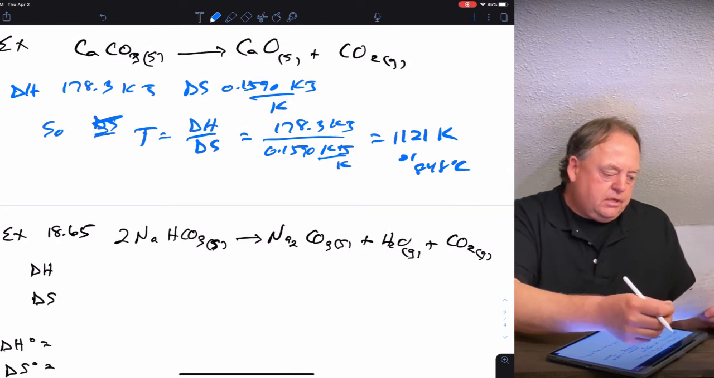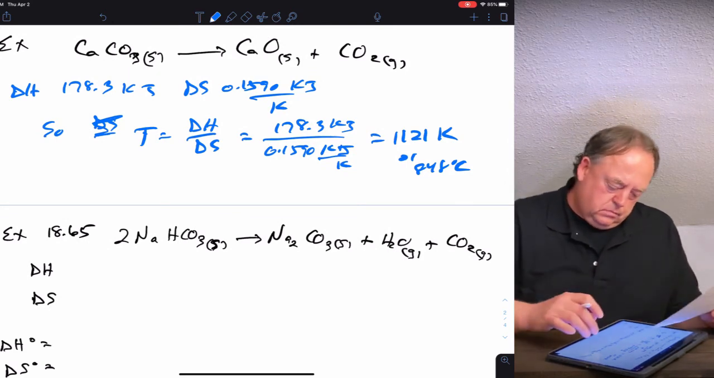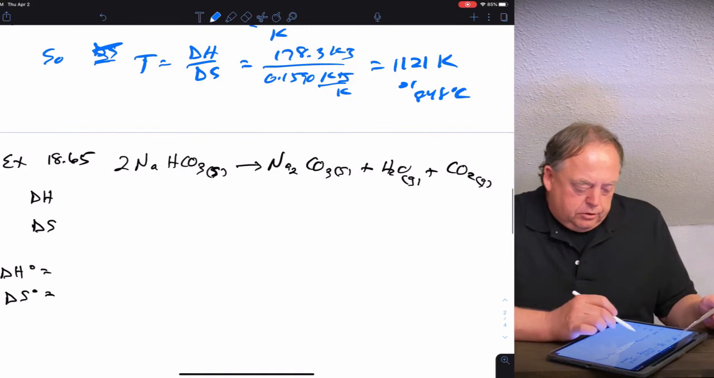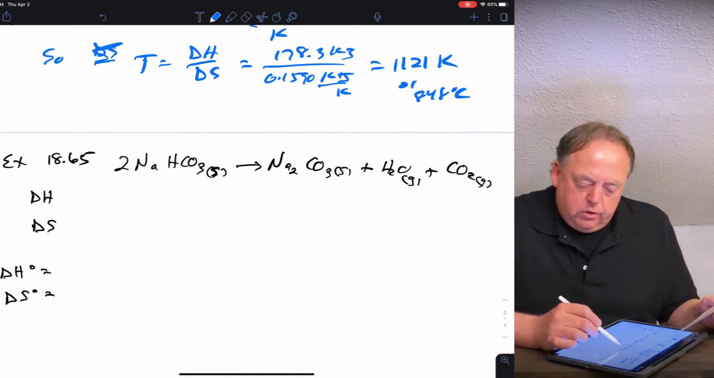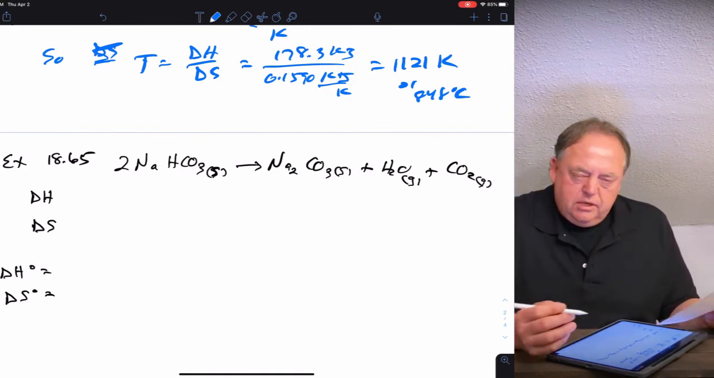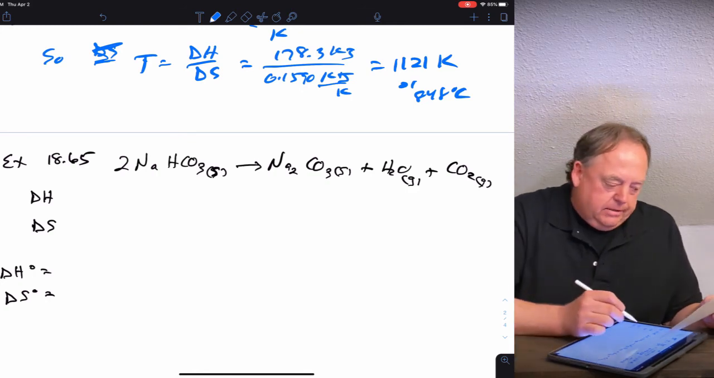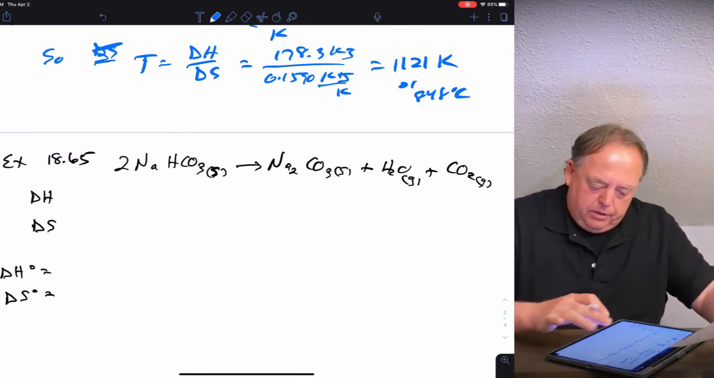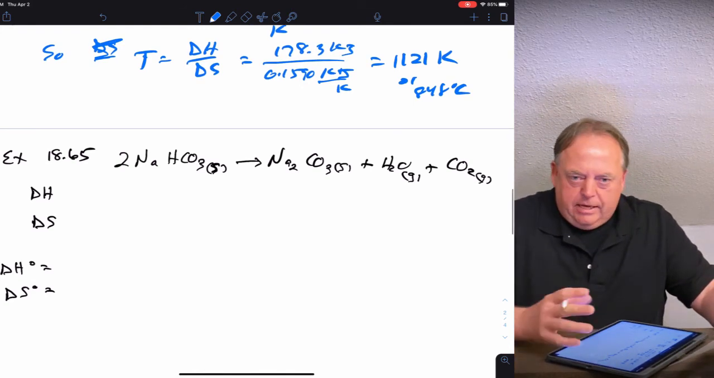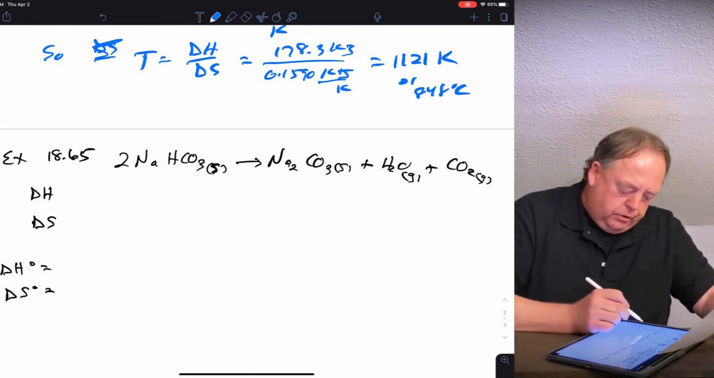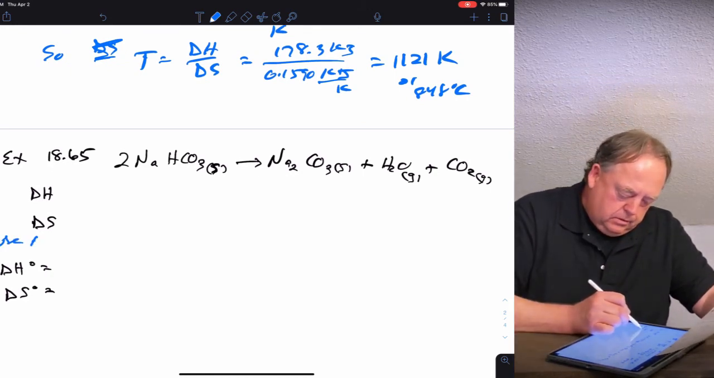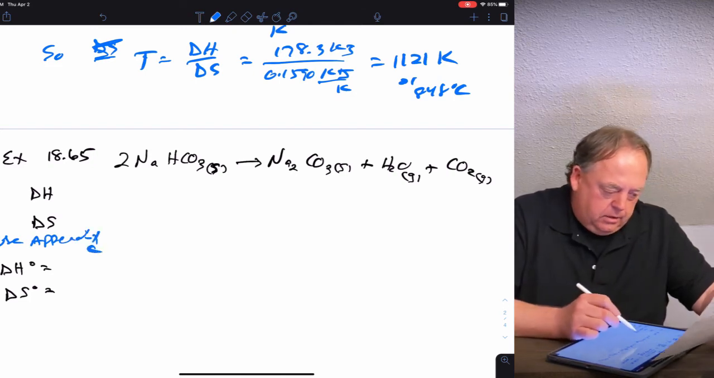And if we took one more example, sodium bicarbonate decomposes into sodium carbonate, water, and CO2. At what temperature would this reaction become spontaneous? So if you're not given any delta H or delta S, then you have to calculate it yourself. So use appendix C and look up these values.